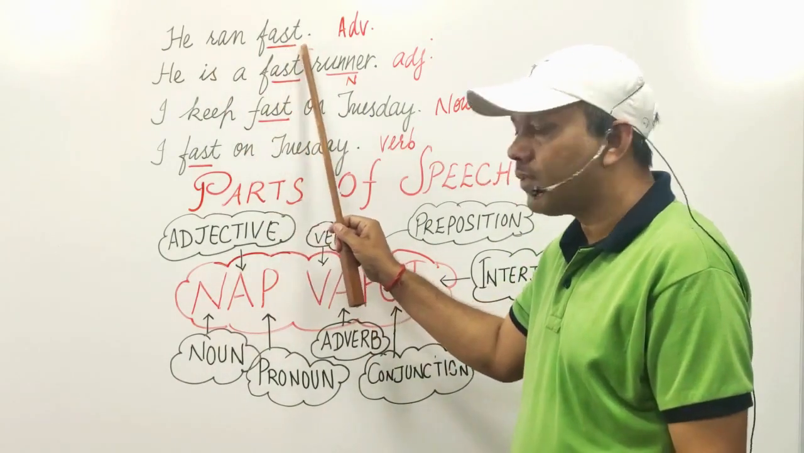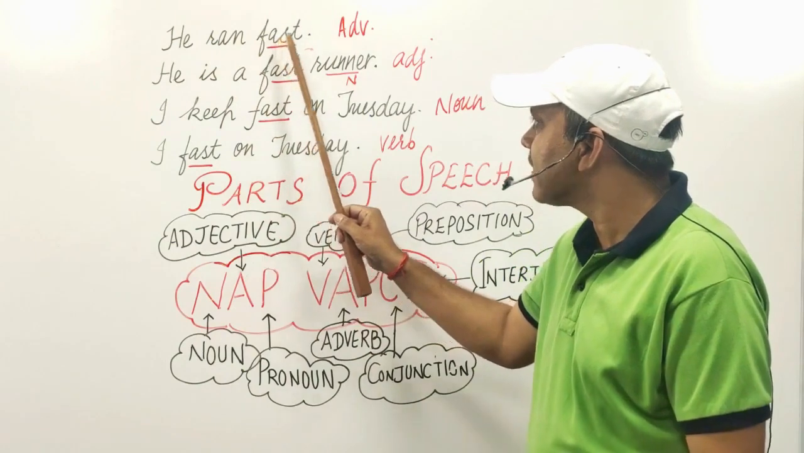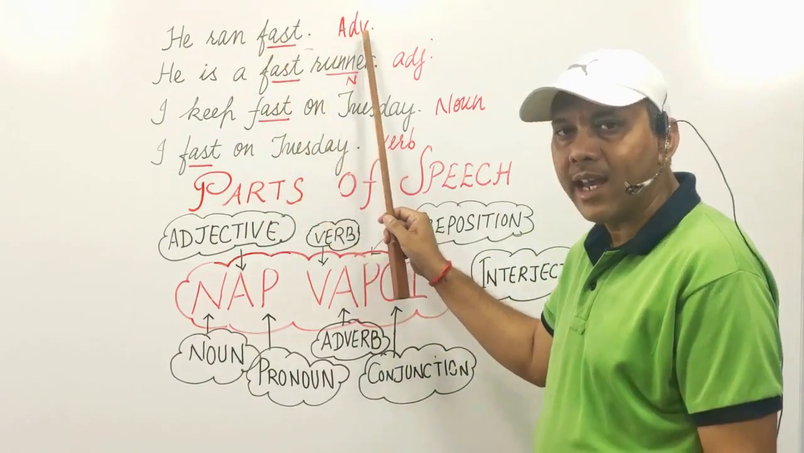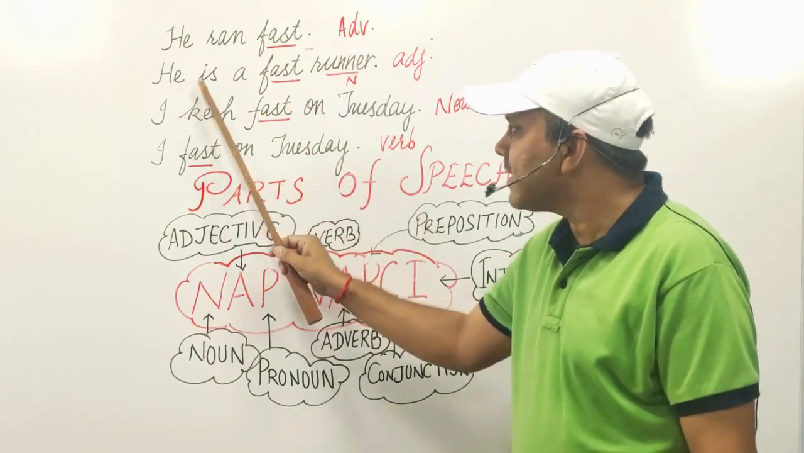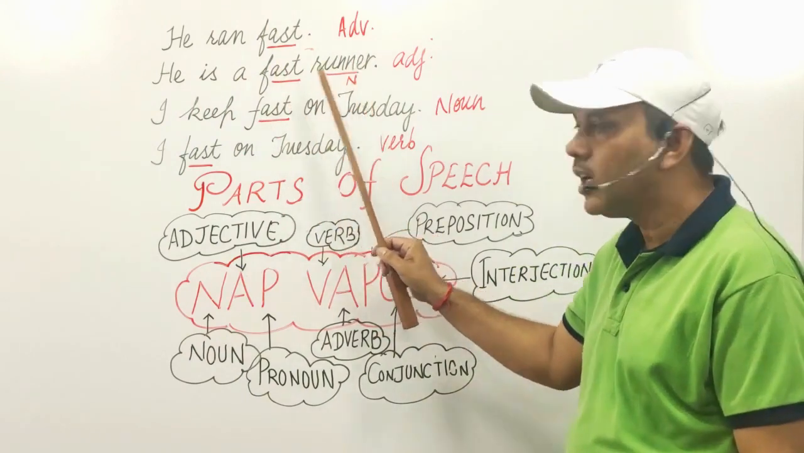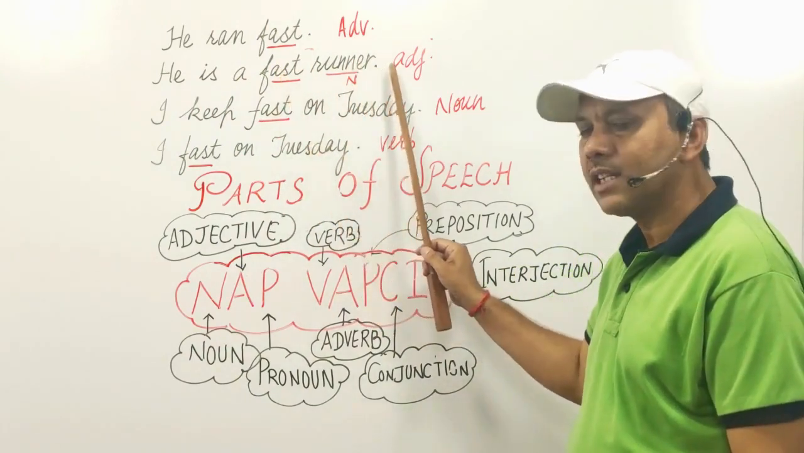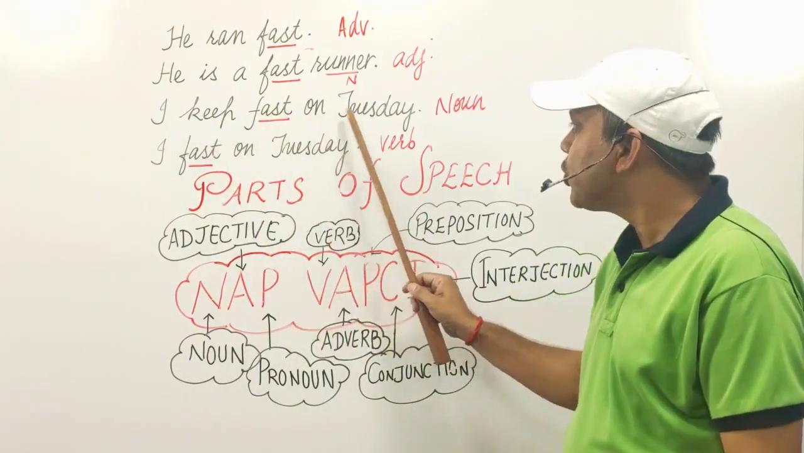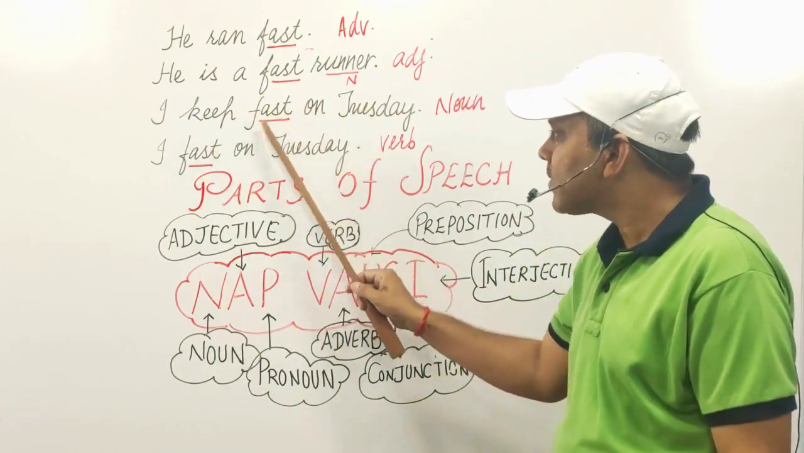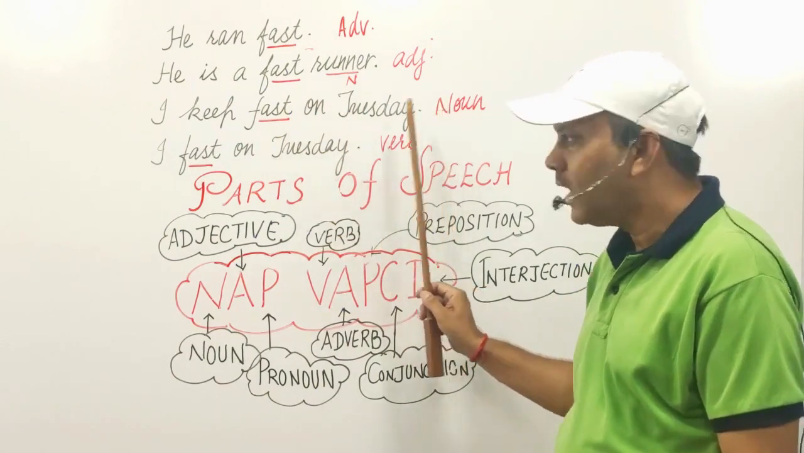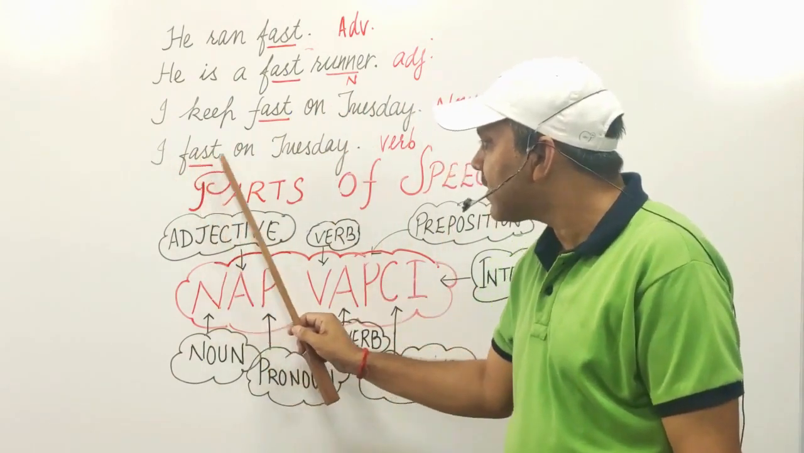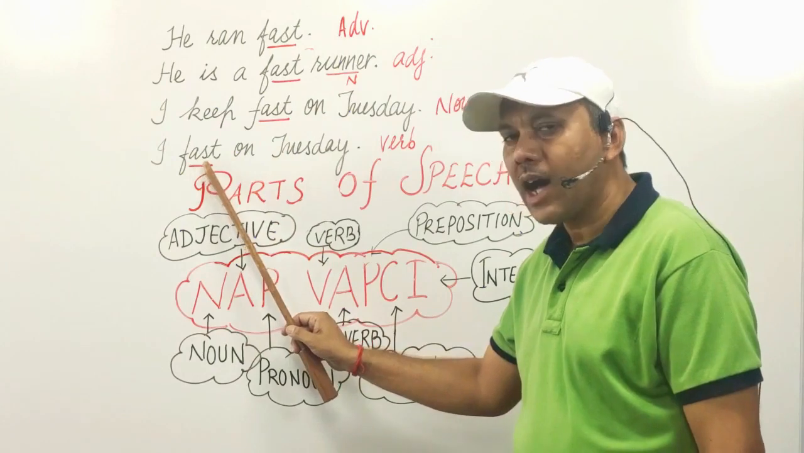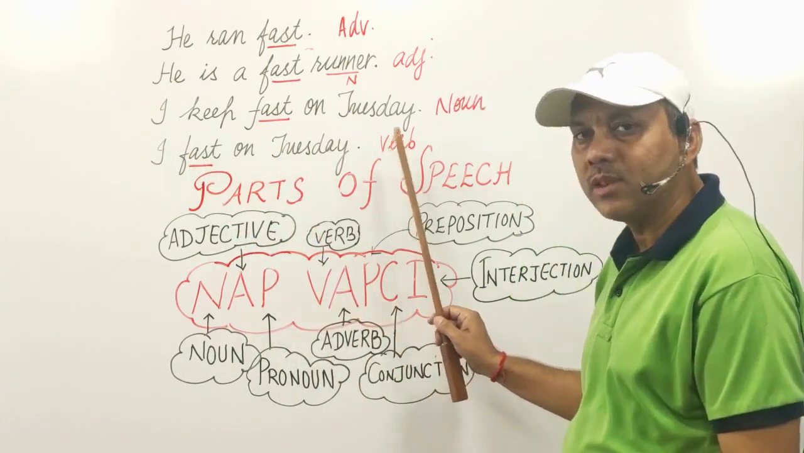In the first sentence, he ran fast. Fast is acting as an adverb. In the second sentence, he is a fast runner. The word fast is acting as an adjective. I keep fast on Tuesday. Here, fast is acting as a noun. And the fourth sentence, I fast on Tuesday, this word fast is acting as a verb.